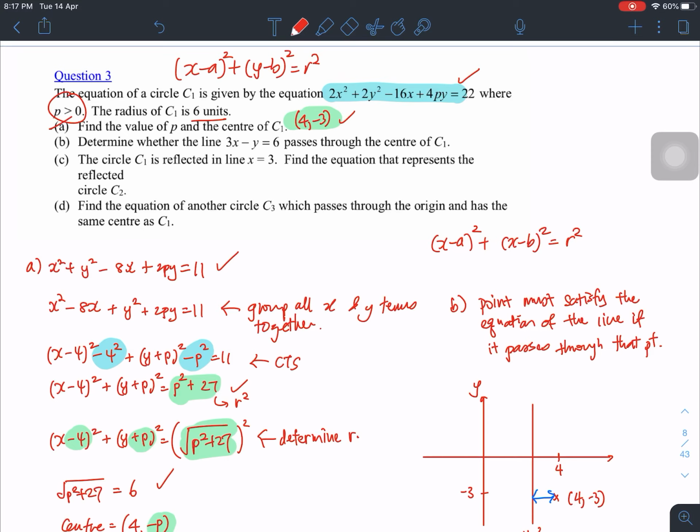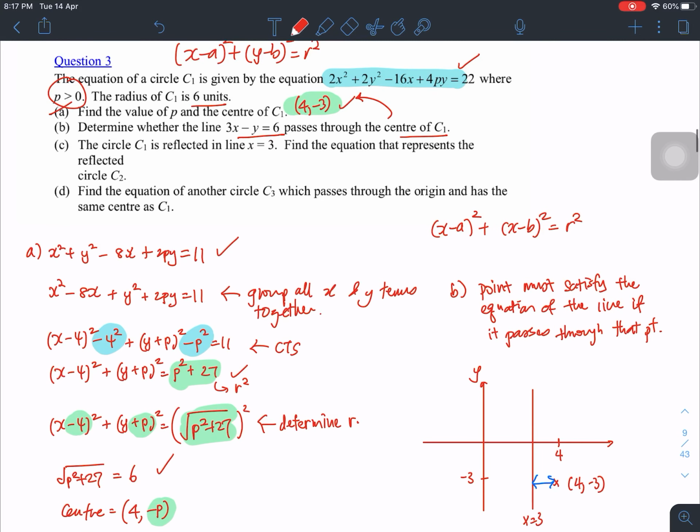For part B, the question is asking whether the line passes through this center of C1. So they are referring to this point over here. Recall, if the line passes through the point, what happens? The point must satisfy the equation of the line that it passes through. So in order to show that it satisfies the equation of the line, I would want you to substitute the x coordinate into x and y into the left hand side. So you should present your answer as such.